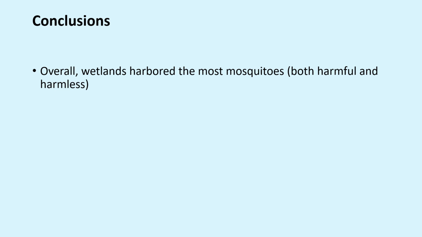All right, so I just wanted to summarize a couple main conclusions from this. Overall, wetlands did harbor the most mosquitoes and the highest diversity of mosquitoes. This includes both some of our harmful species as well as our harmless species, in particular Culex territans, which was the main species found at those sites.